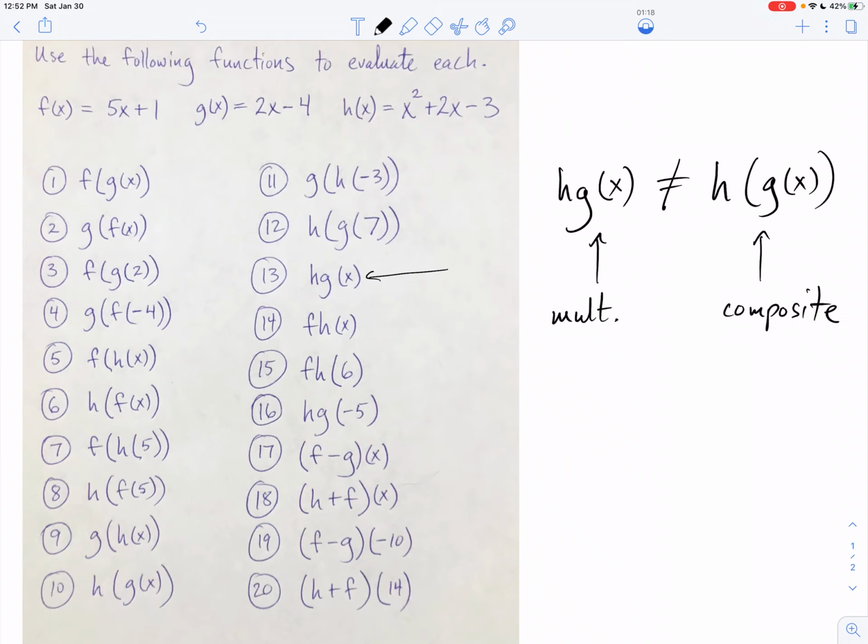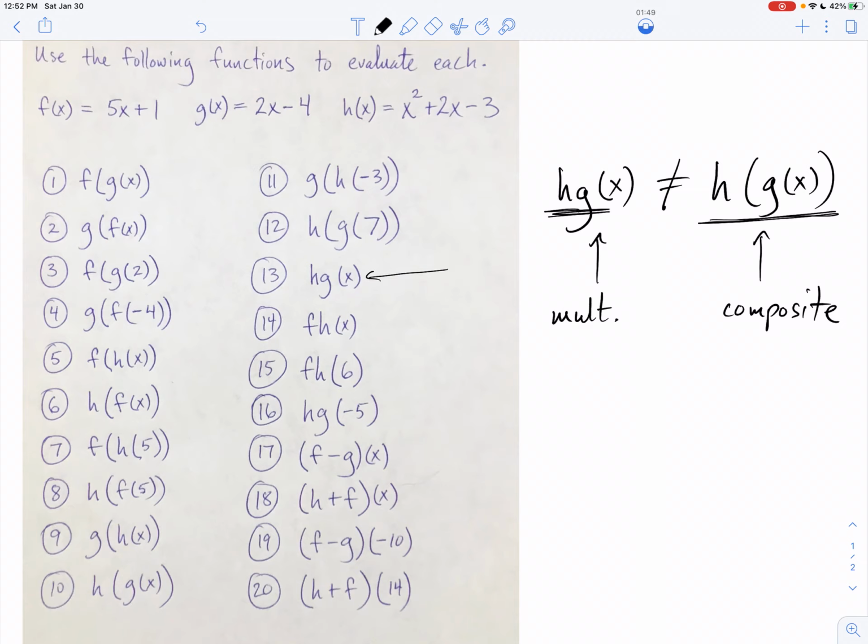In mathematics, when you use parentheses, it will change the meaning of a statement. So notice the difference. There's no parentheses between the H and the G here. Over here, there's a lot of parentheses. Please do not be sloppy, quick, and miss that point, because composite function is totally different than multiplying.